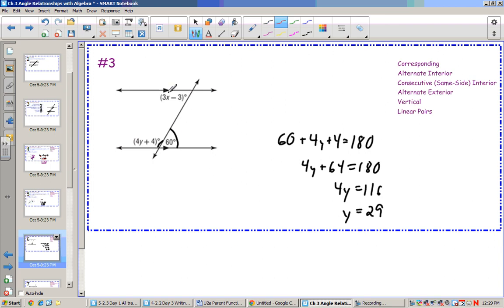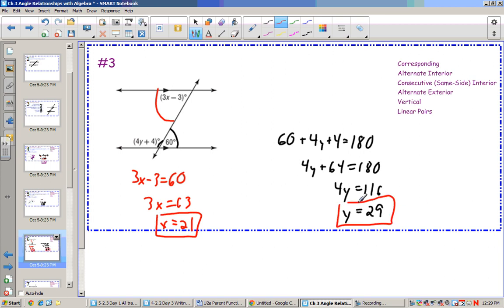If I want to find x, these two angles are alternate interior so that we can set them equal to each other. So 3x minus 3 is equal to 60. Add 3 on both sides and divide by 3, and now I have 21. So x equals 21, y equals 29, and I'm done.